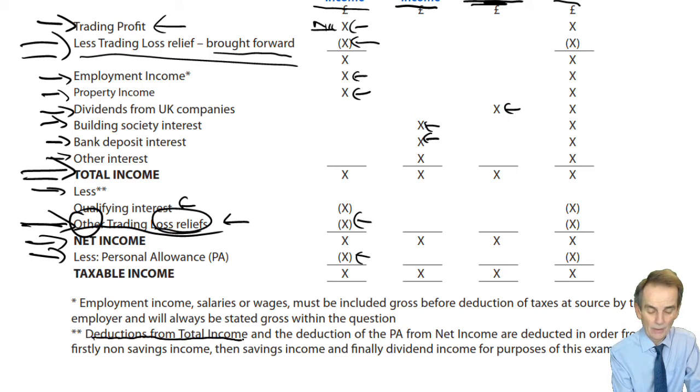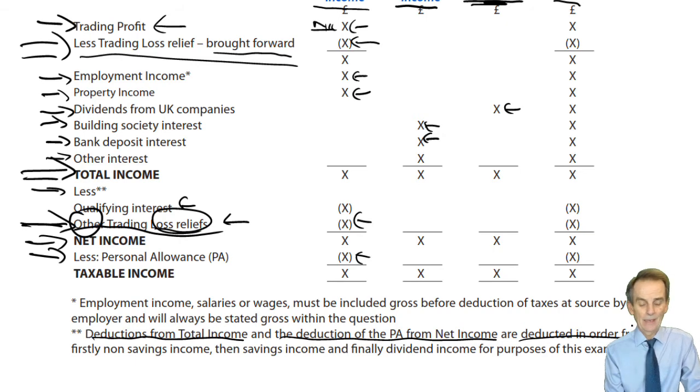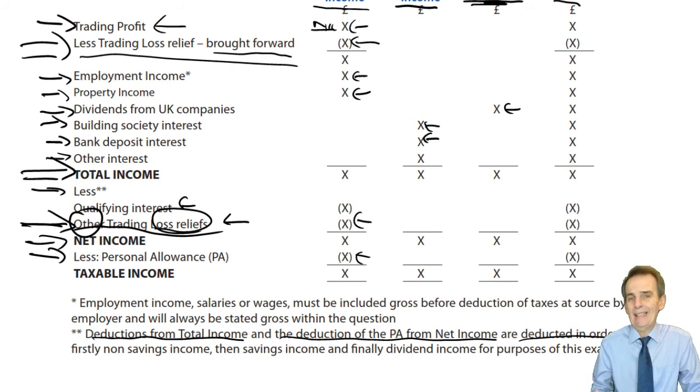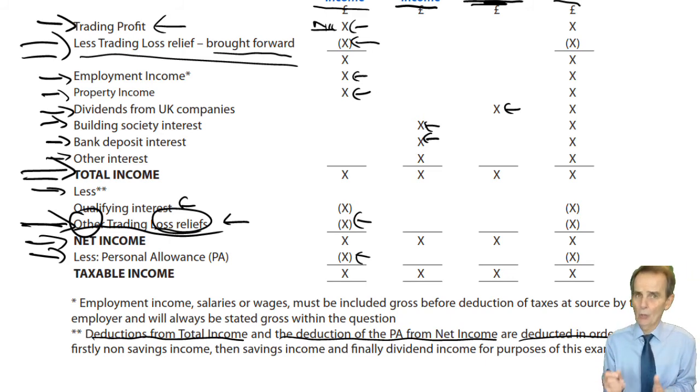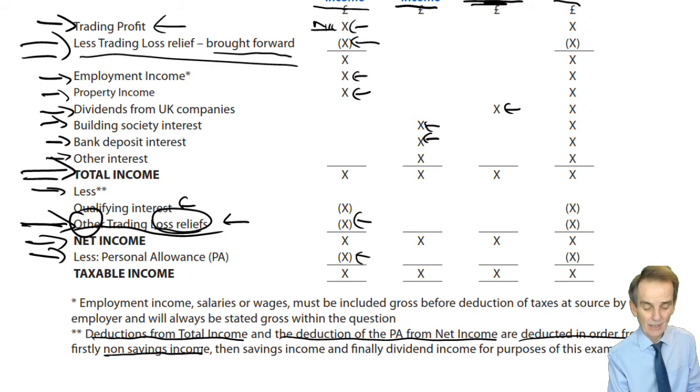Deductions from total income and the deduction of the personal allowance from net income are deducted in a specific order. Now, it is usual that the non-savings income will be big enough in its own right to absorb the personal allowance, which is our maximum, our normal £12,500. But the deductions of the loss reliefs and qualifying interest are from total income and the personal allowance from net income. So the order is firstly non-savings income, which, as we've highlighted, you see there.